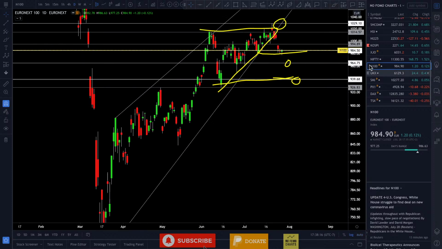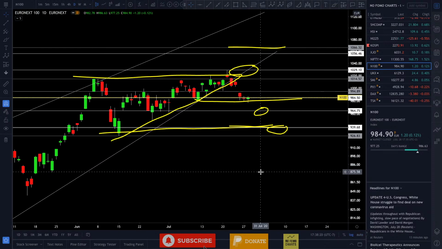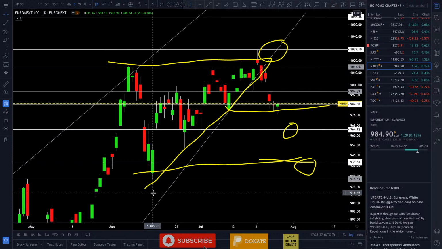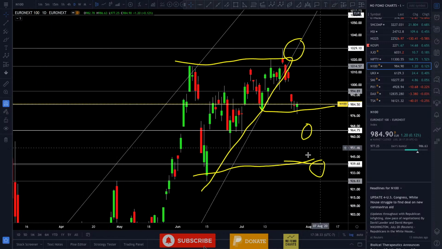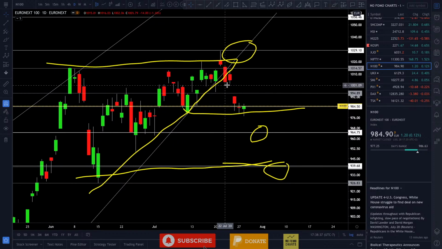Euronext 100. So this is the EU index, European Union. Here we go. So it used to be in a type of ascending triangle pattern, right? Now, if it breaks, it's been breaking to the downside. Interesting. Look at these strong gap downs.